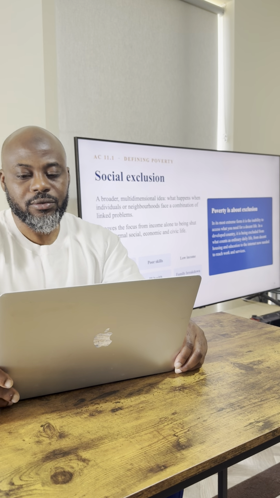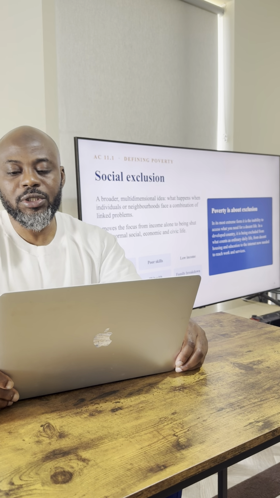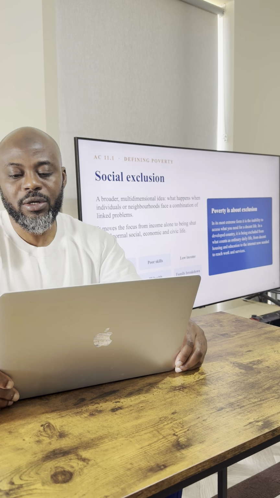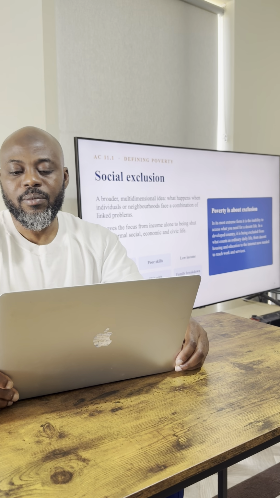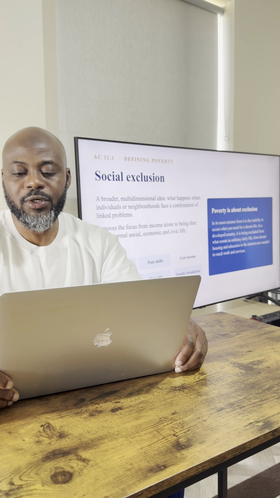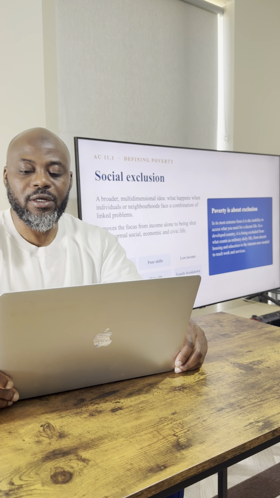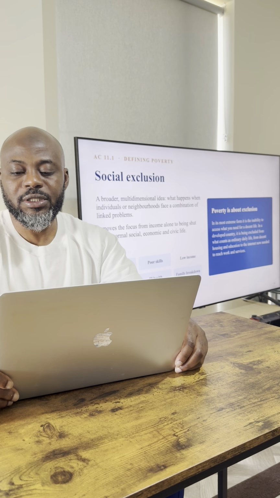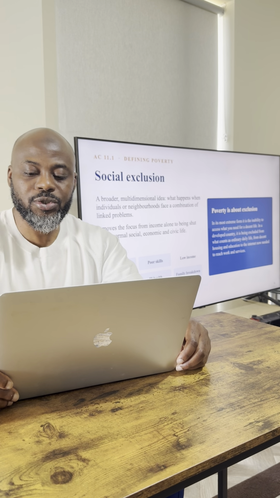Social exclusion. Social exclusion is about more than low income. It includes problems such as unemployment, poor housing, ill health, and limited access to education and services. Poverty is not only about money, but also about being unable to take part in everyday life. This is why the UK measures poverty using income, deprivation, and social exclusion all together.